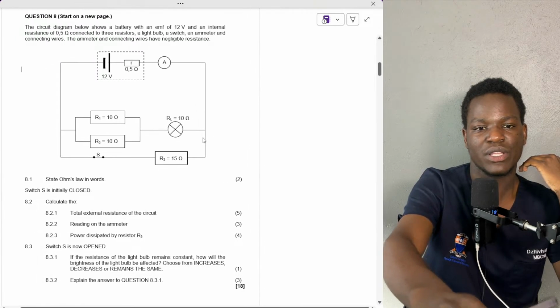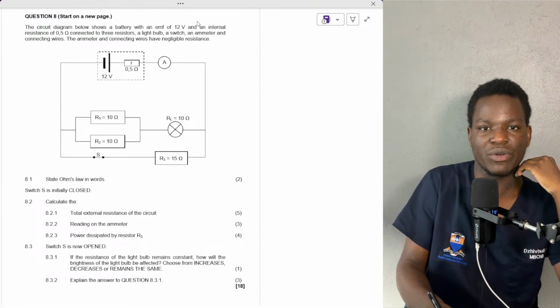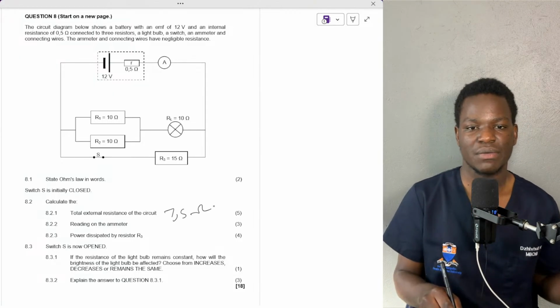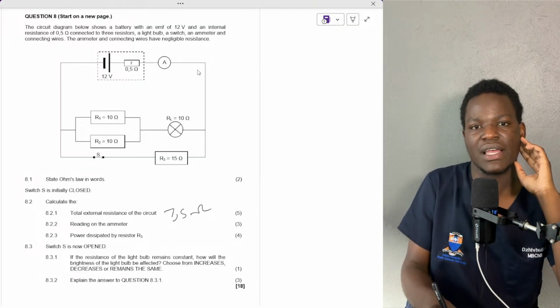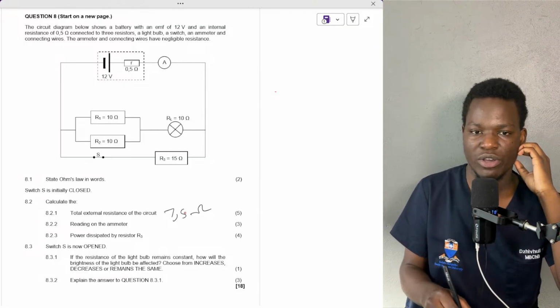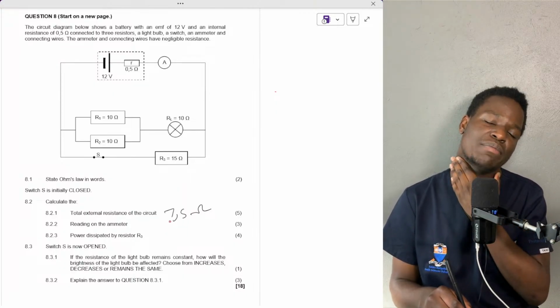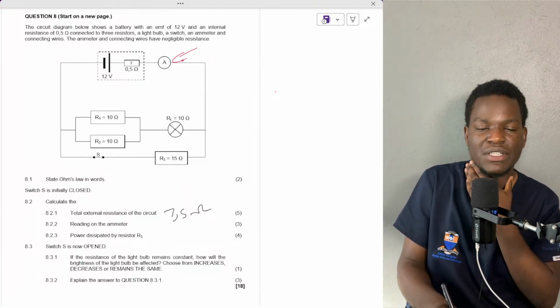Now let's go to the following question. Here we had gotten 7.5, so I'm writing it down because in physics they're tricky. Sometimes they might say that you have to use this amount. And then let's continue. It says the reading on the ammeter. So this is the reading on the ammeter.